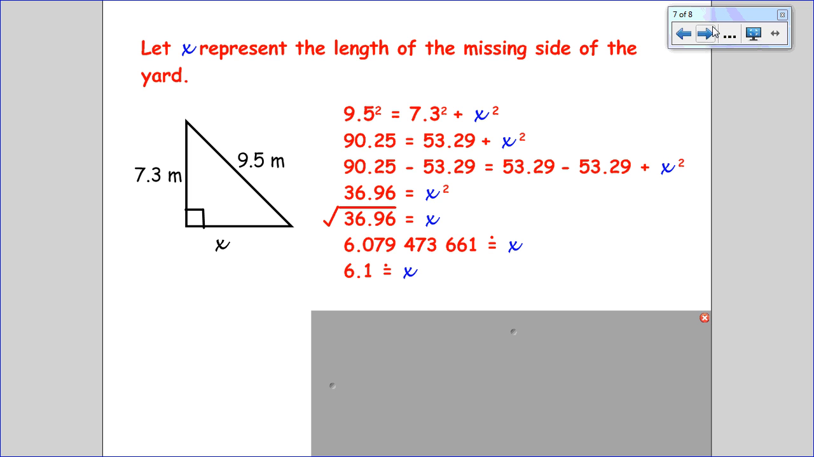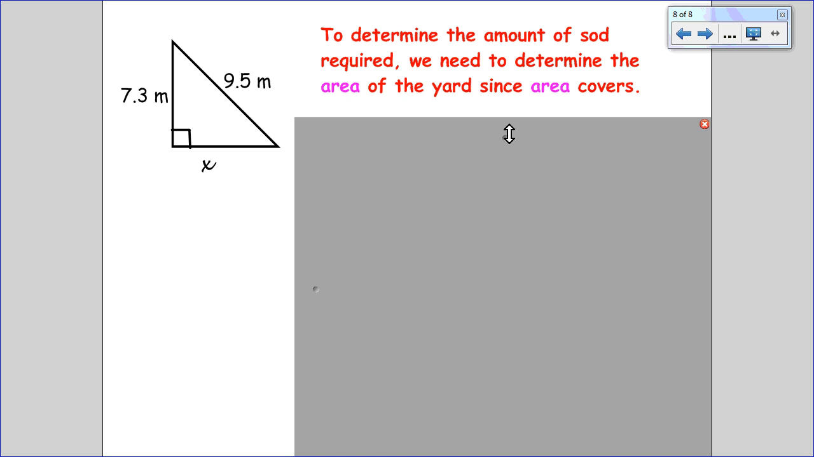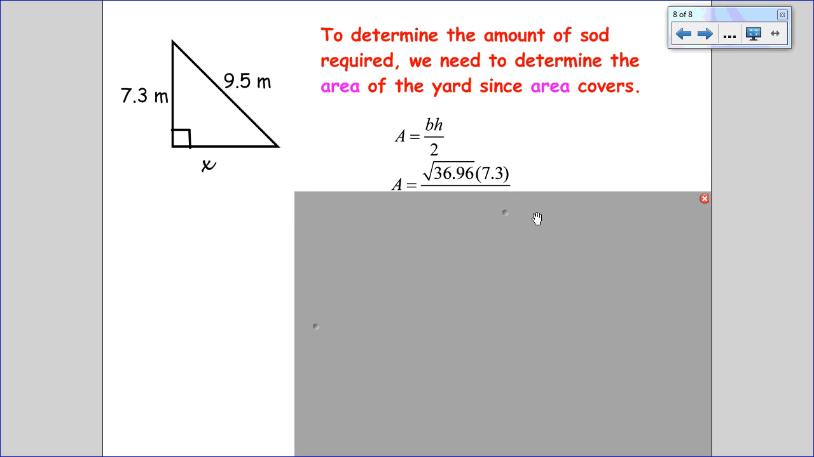Now we're ready to find the area of our triangle, because we have the base is the square root of 36.96 and the height is 7.3. So we can substitute those numbers, and notice I didn't use the decimal value for the base. I put square root of 36.96, so I'm working with exact values, and that's something you need to get comfortable working with.